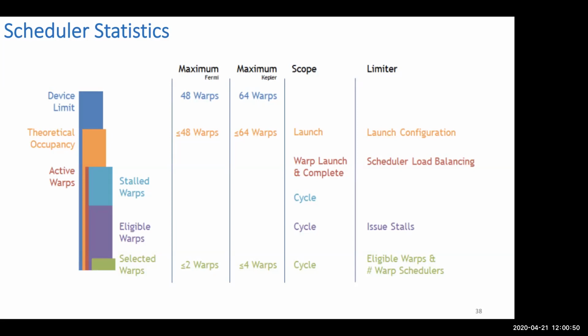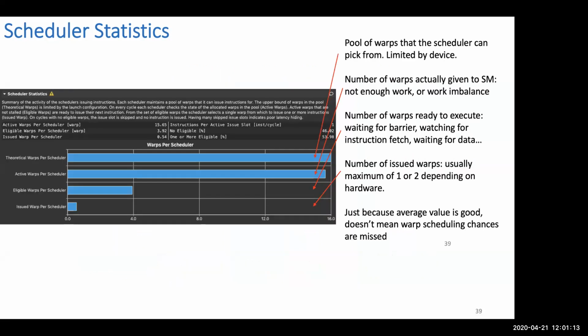But yes, stalled warps are waiting for maybe a data dependency from a previous instruction. Eligible warps have all their dependencies and are ready to go. And then out of the pool of eligible warps on any given cycle, the SM will schedule particular warps. There are so many possible warps, and the number of warps that we actually execute is far, far lower than that. So Compute will tell you this.